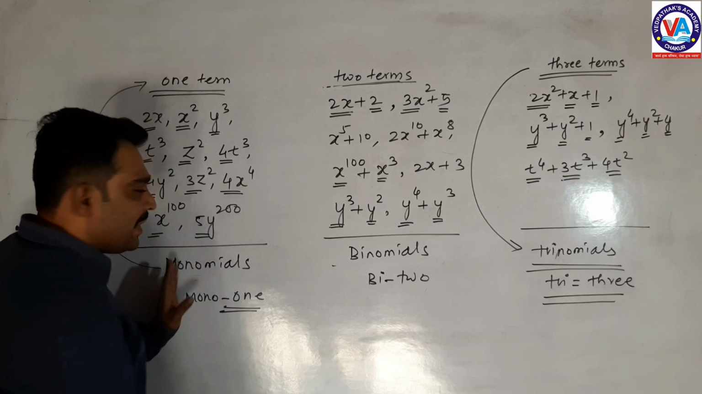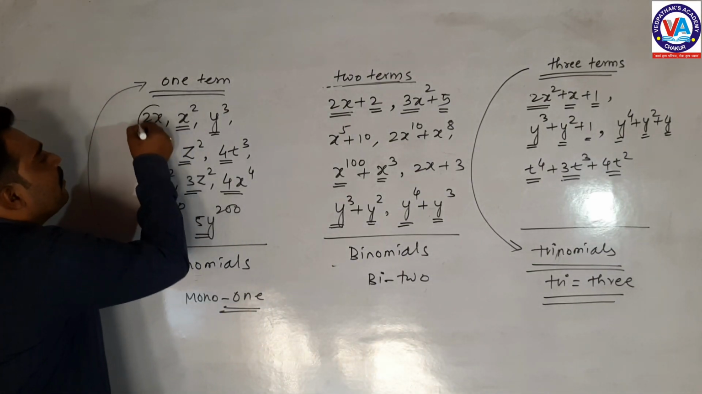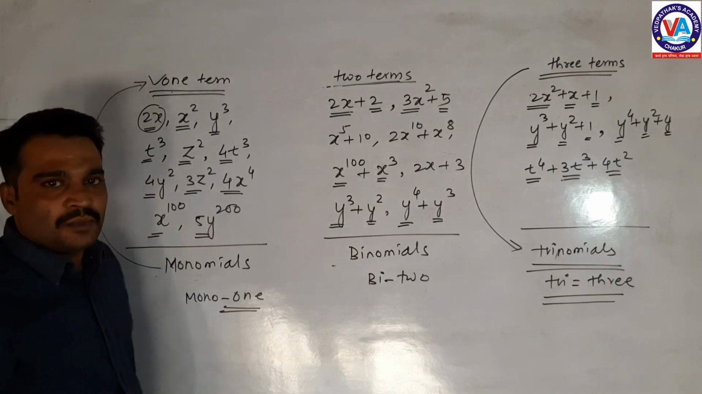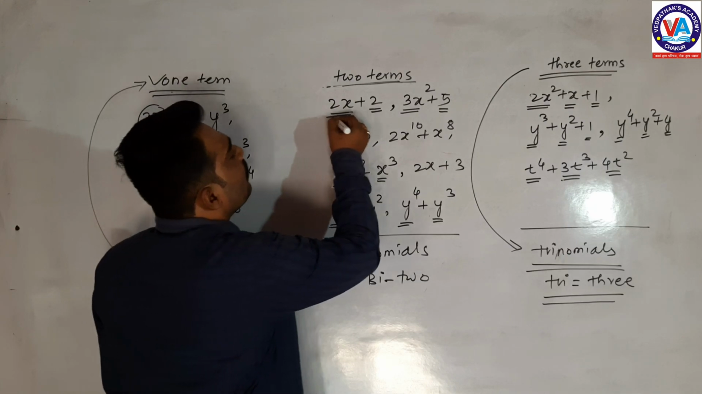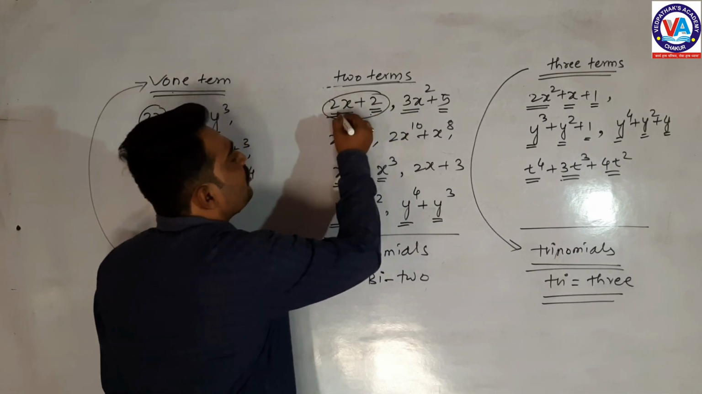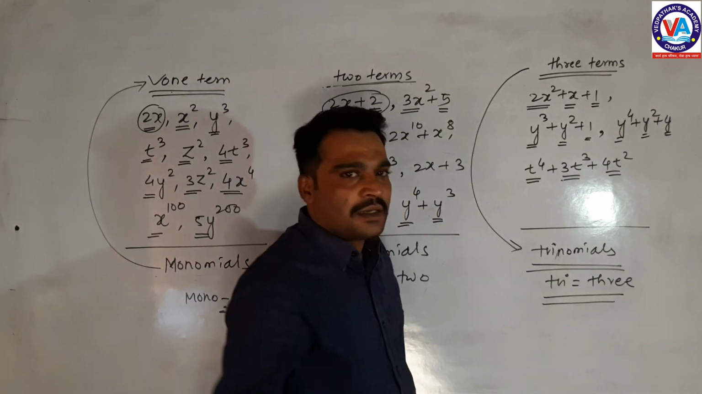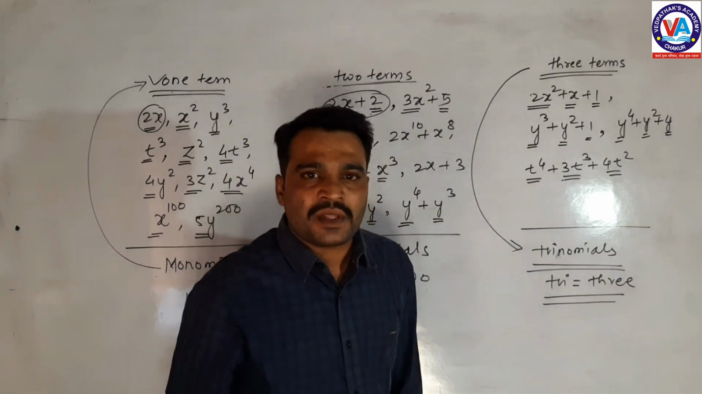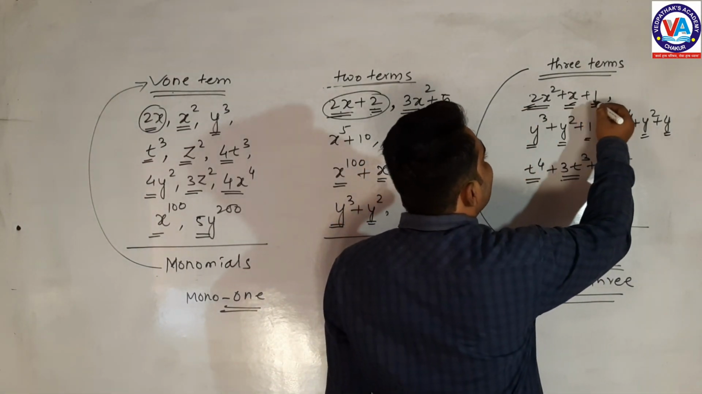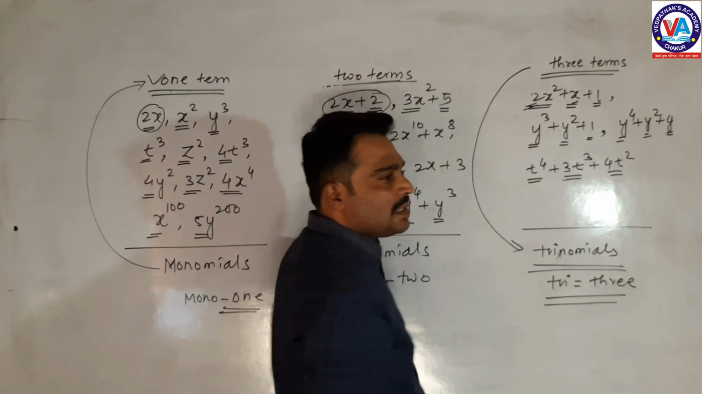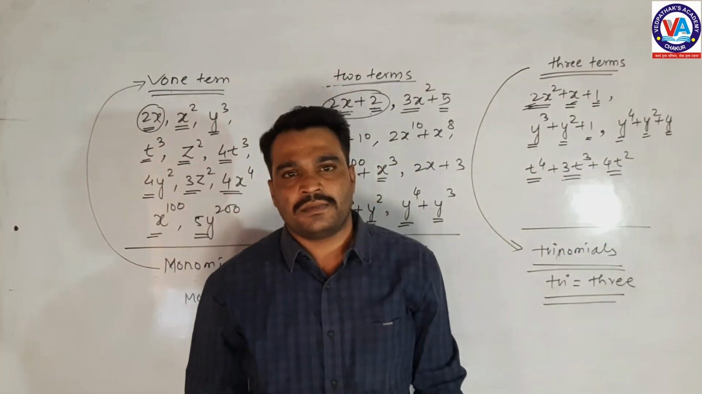So friends, what are monomials? Monomials are the polynomials that are having only one term. What are binomials? Binomials are the polynomials that are having two terms. So this polynomial is consisting of two different terms. This is one, this is second. What are trinomials? Trinomials are the polynomials having three terms. So if you take this example, 2x square, x and 1, this polynomial is consisting of three different terms. So such polynomials are called as trinomials.